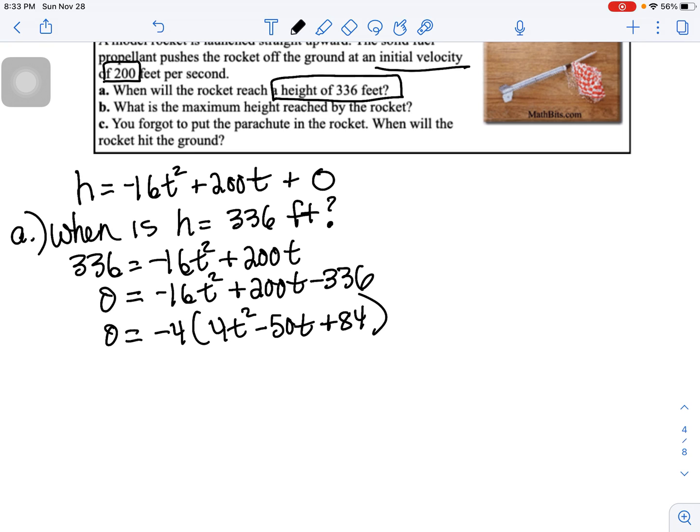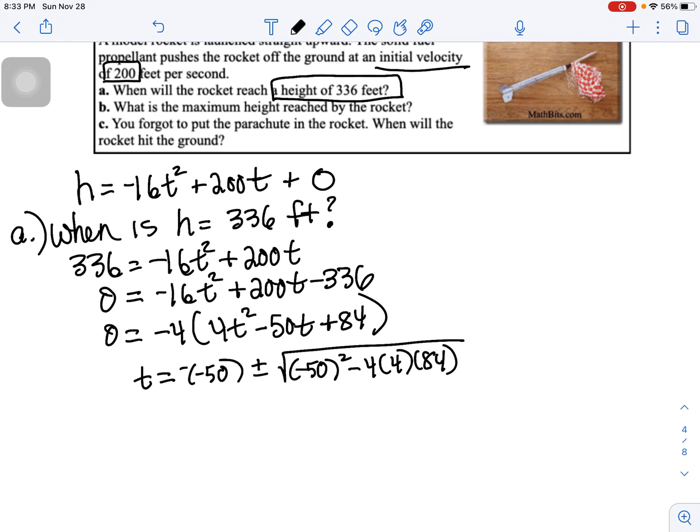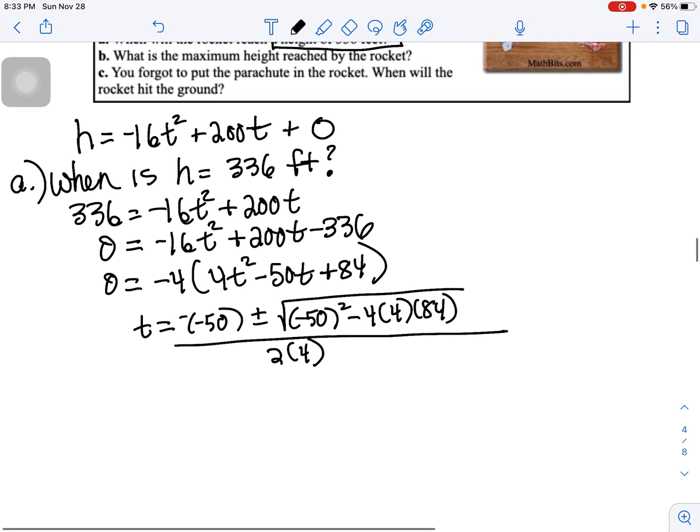It's up to you. I'm going to go straight to the quadratic formula, but now I have smaller numbers to work with. So t equals the opposite of a negative 50 plus or minus the square root of negative 50 squared minus 4 times 84 all over 2 times 4. So again, once you pull out the GCF, you don't need to use it in the quadratic formula. So I'm going to go to my calculator.